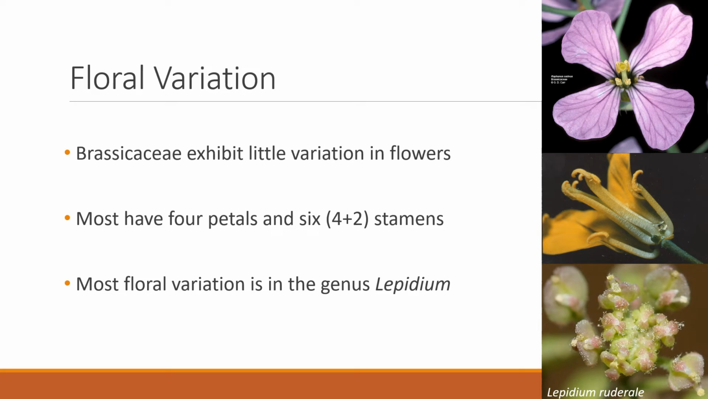Brassicaceae are different than most angiosperm families, which are the flowering families such as Rosaceae and Ranunculaceae. They tend to exhibit very little variation in their flowers. Most of the flowers in the Brassicaceae family have 4 petals, as seen in this top figure, and 6 stamen, 4 on the inside and 2 on the outside, as seen in the middle figure, with most of the floral variation being in the genus Lepidium. You can see this in the bottom figure with Lepidium ruderale, as there are no petals and only 2 stamen.